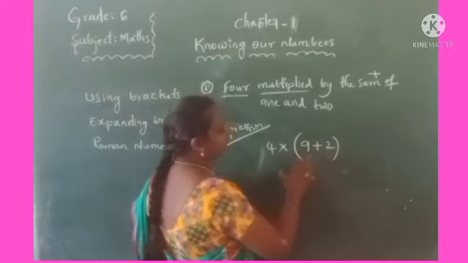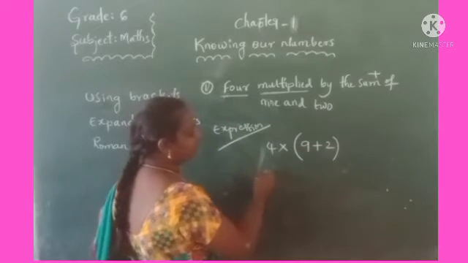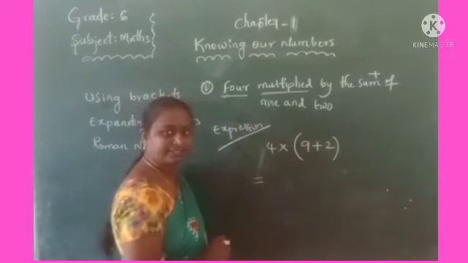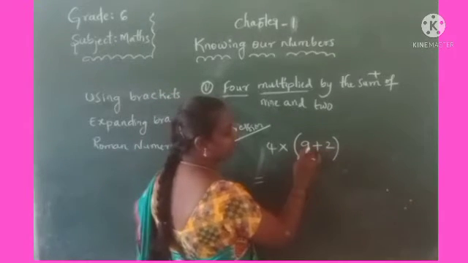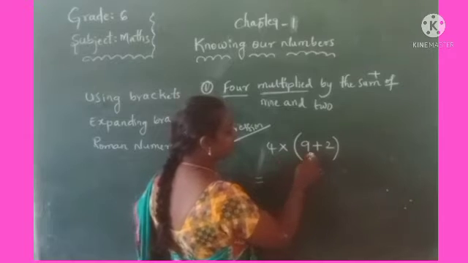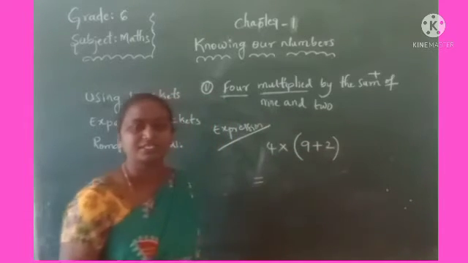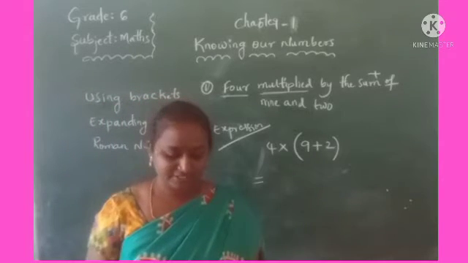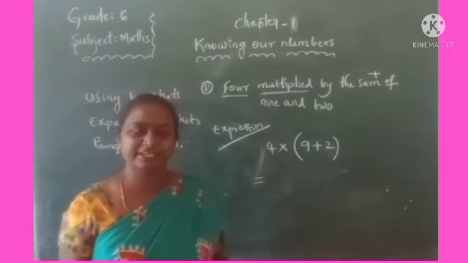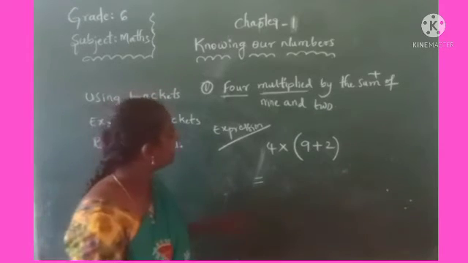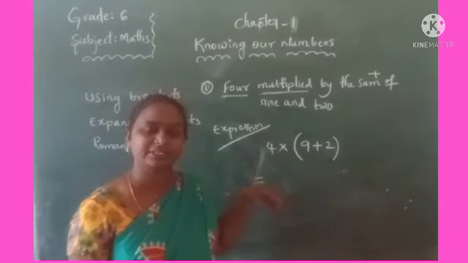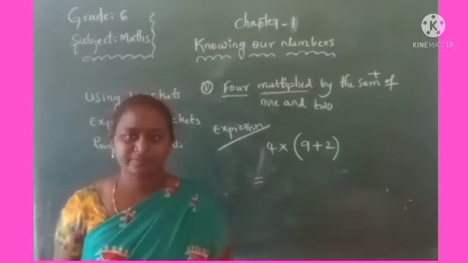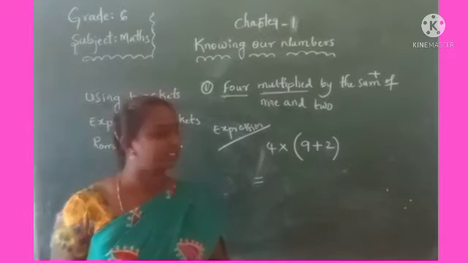So this one we can directly solve. First of all, you have to clear the bracket. The sum of 9 and 2 is 11. 4 into 11 is 44. Like that we can calculate any value easily. So that is the use of brackets. We can avoid the confusion by using the brackets.